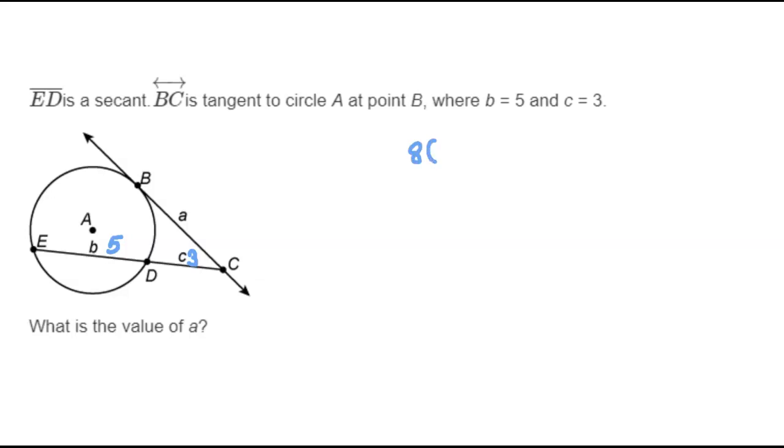And then tangent lines are squared. So that's going to be equal to a squared. That means that I have to take this 24 and I have to find the square root of it in order to find A. So go ahead and find the square root of 24. Then round to the nearest one decimal place.